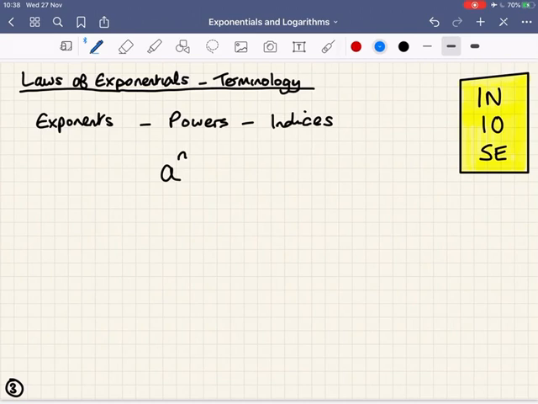Well, a bit of terminology. You're used to seeing expressions of the form a to the power of n. Hopefully you know that a is referred to as the base here, the base, and the n at the top is often referred to as the exponent or the power or the index.